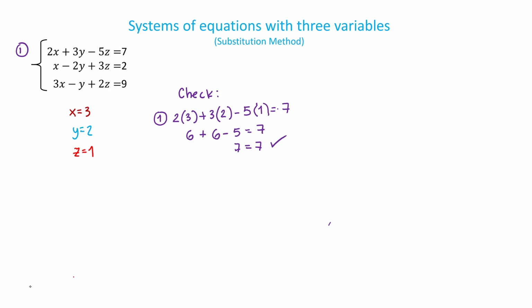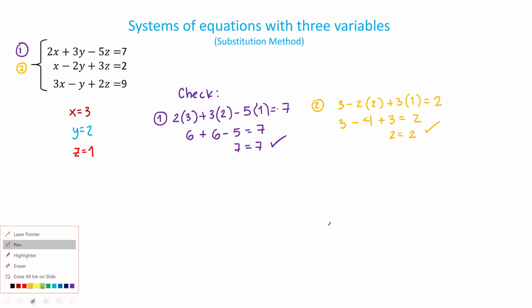Now we will check in the second equation, equation 2. It says that x, which is 3, minus 2 times y, which is 2, plus 3 times c, which is 1, equals 2. 3 minus 2 times 2 is minus 4. 3 times 1 is 3, equals 2. 3 minus 4 is minus 1. Minus 1 plus 3 is 2. So 2 equals 2. We are correct.